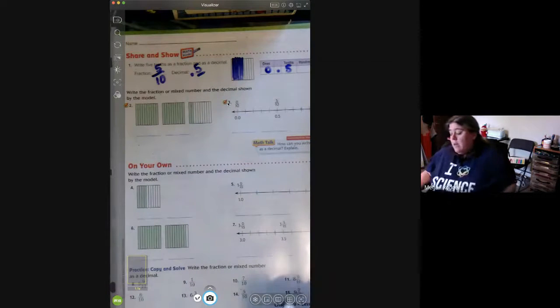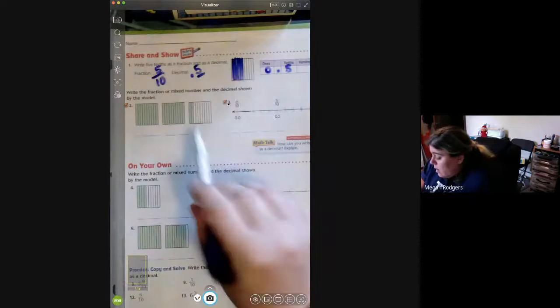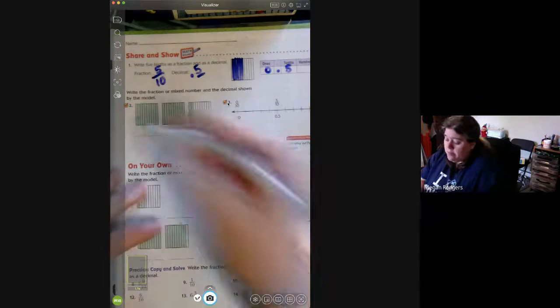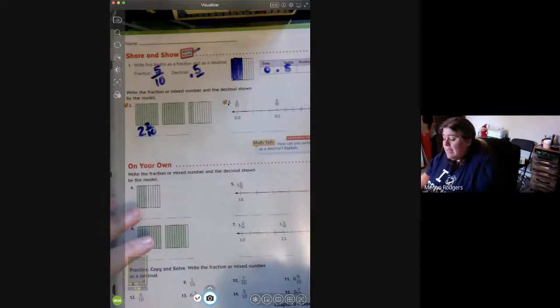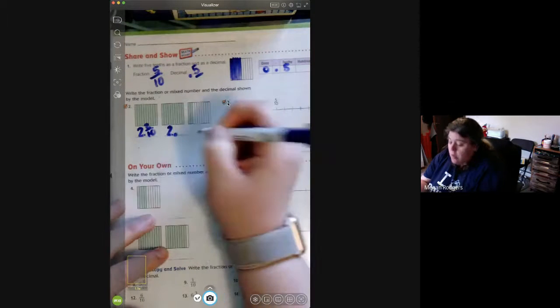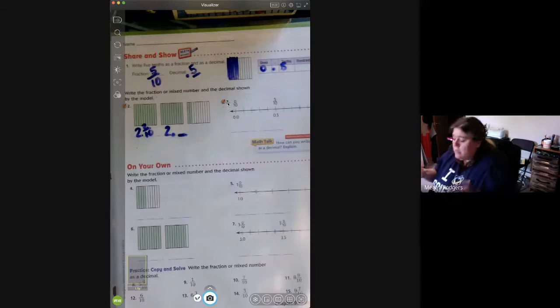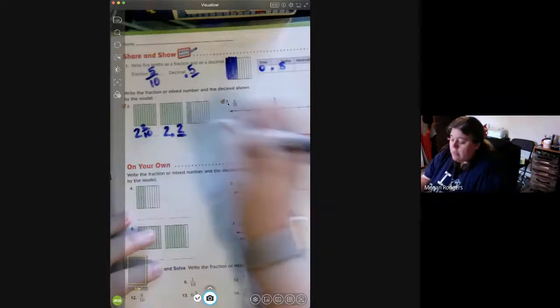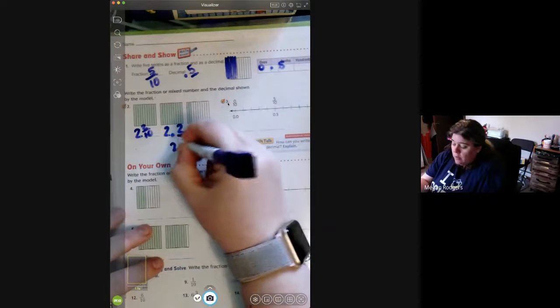So now if I come down to number 2, I have 1 whole, 2 wholes, and 2/10. So as a mixed number, 2 and 2/10. And how do I write that as a decimal? Well, I know I have a whole number 2, decimal point, and I still only have tenths. This whole lesson is all about tenths. So I have 2/10. So 2.2. Normally that looks more like that.